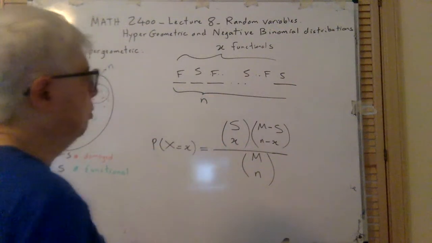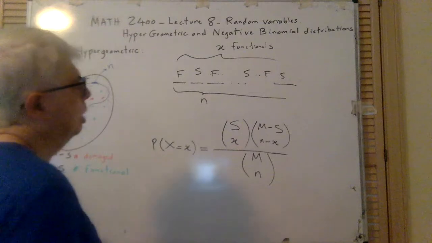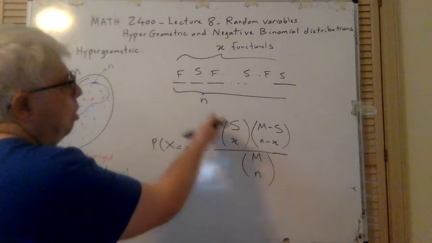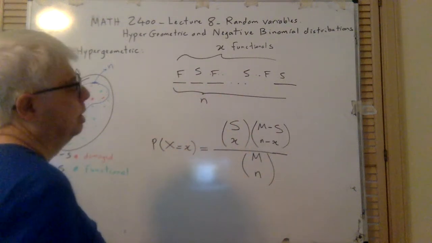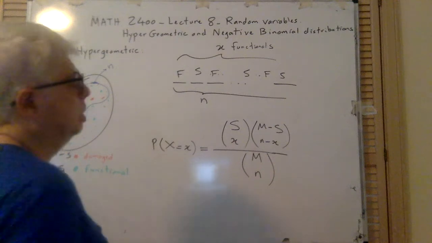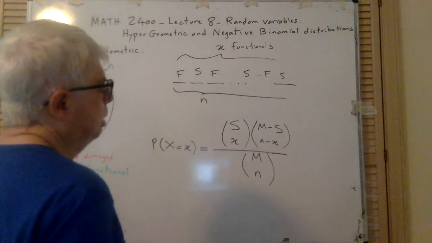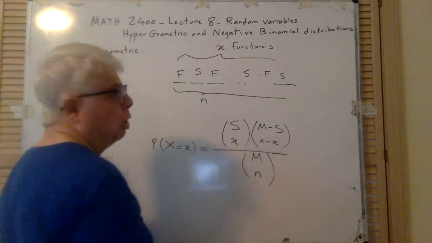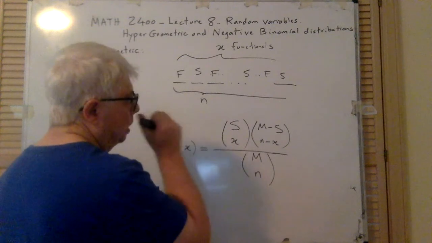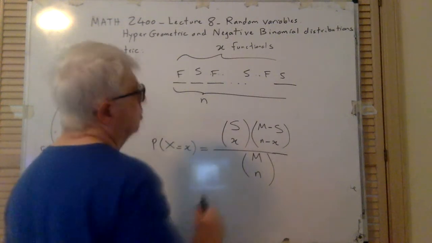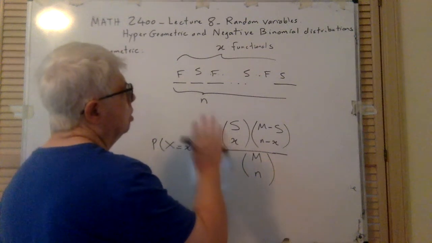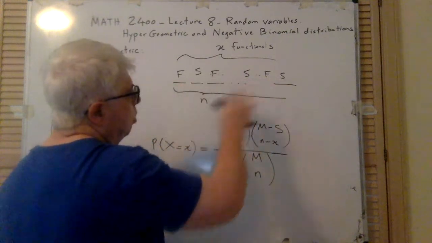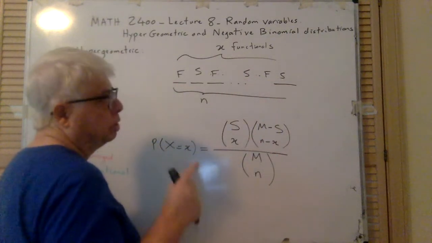So I have chosen a sample of n objects. I'm just saying in how many ways I have x damaged ones in this sample of n, and that is like choosing x out of S. So that is the number of ways I can choose x out of S functional ones. Sorry, functional ones. X functional ones, and definitely this is a sample of n. So n minus x of them are damaged.